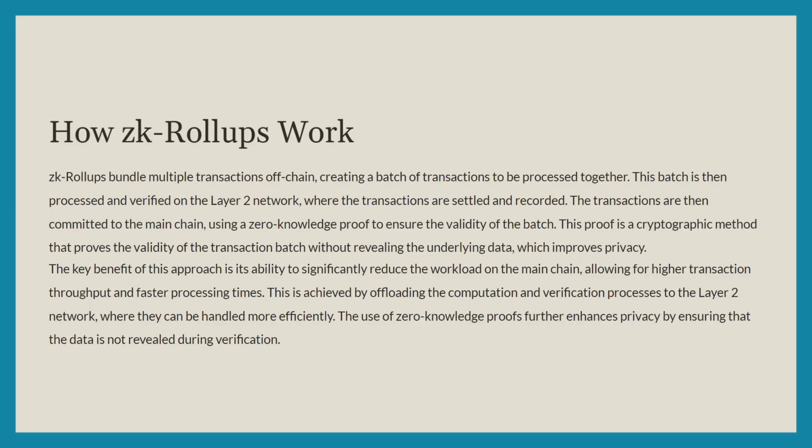which improves privacy. The key benefit of this approach is its ability to significantly reduce the workload on the main chain, allowing for higher transaction throughput and faster processing times. This is achieved by offloading the computation and verification processes that can be handled more efficiently. The use of zero knowledge proofs further enhances privacy by ensuring that the data is not revealed during verification.